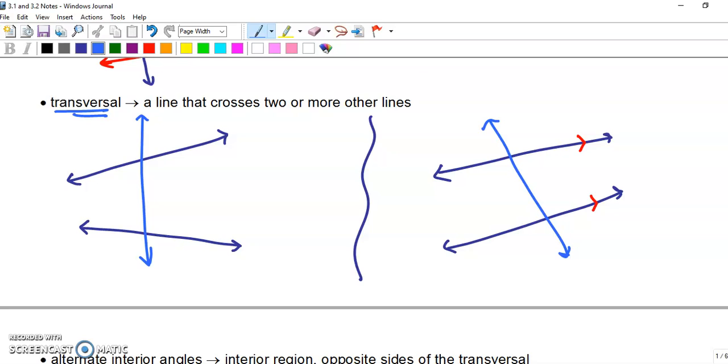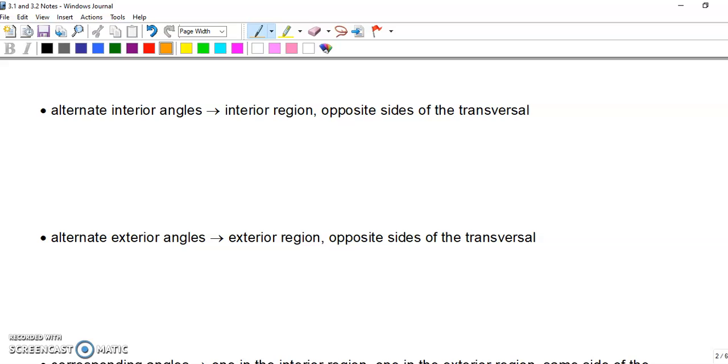So what you notice is as soon as I do that, I've created 8 angles. Okay, I've got 8 angles. Same thing over here. And I'm just going to number them differently, but okay, so I've created 8 angles. Those angles have special angle pair names, okay? And that's what this stuff is here.